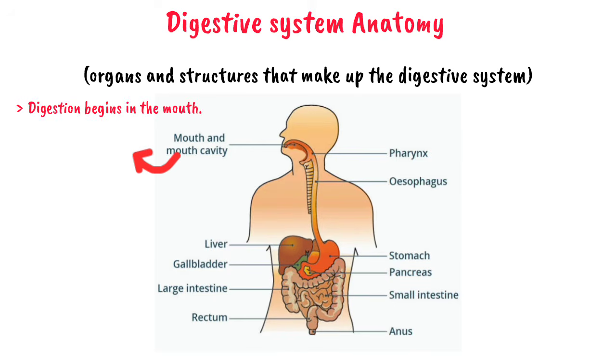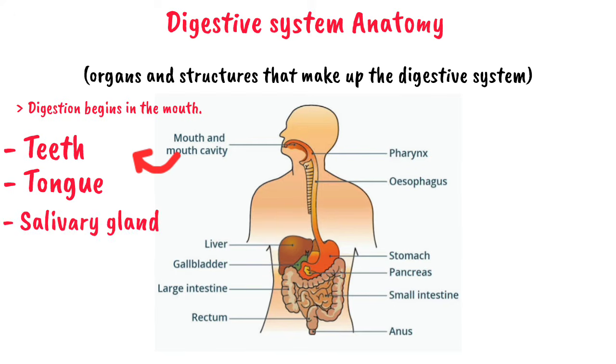Digestion begins in the mouth, and the mouth contains the teeth, which mechanically break down food by chewing, the tongue, which helps in mixing the food with saliva and pushing it down the throat for swallowing, and then the salivary glands, which secrete saliva, and saliva contains amylase, which are enzymes that begin the breakdown of carbohydrates into simple sugar. So note this amylase because this can be an examination question.